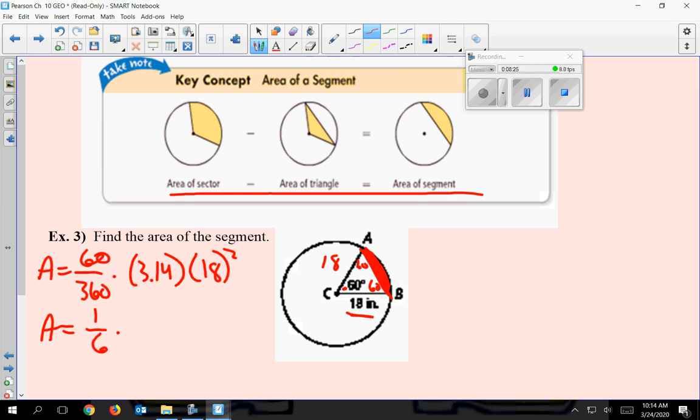I'm going to multiply all this up, so 18 squared times pi gives me approximately 1017.36. I'm basically going to divide that by 6, and I get about 169.6. I rounded that. Really good there.